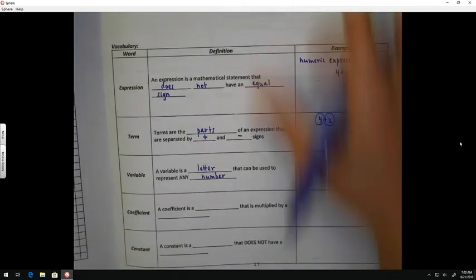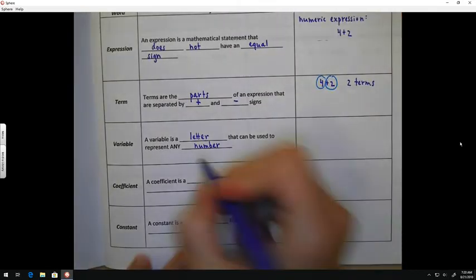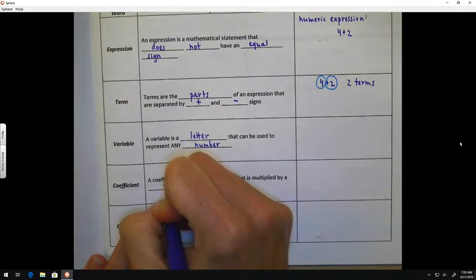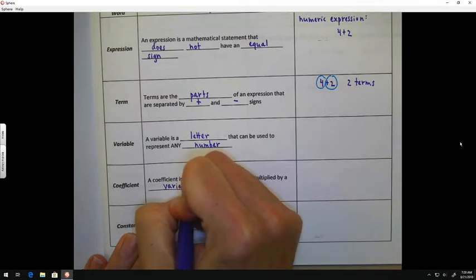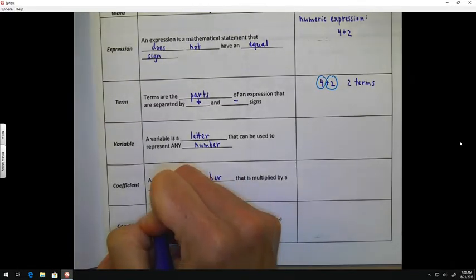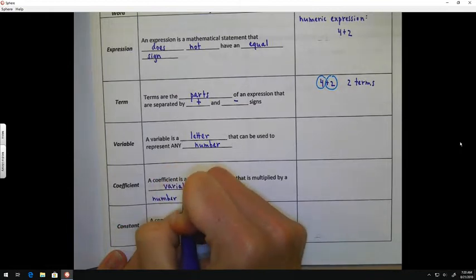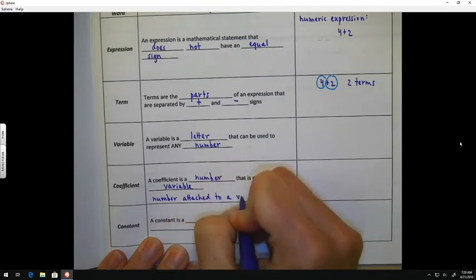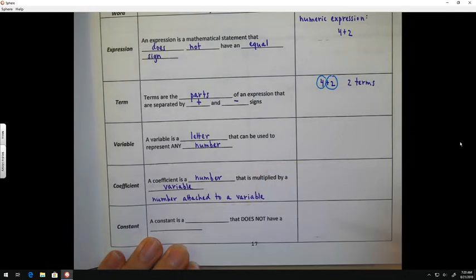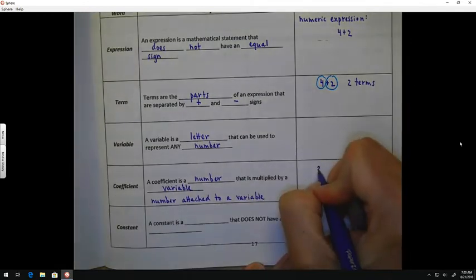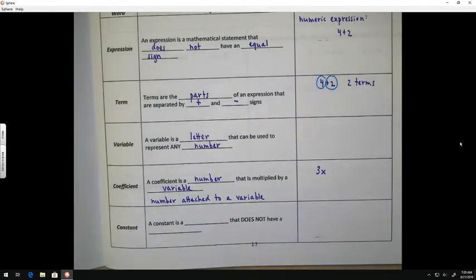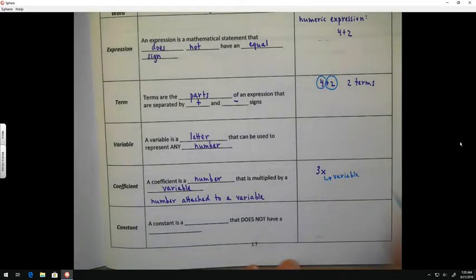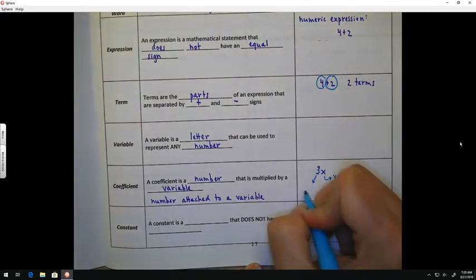Okay, next is a coefficient. So a coefficient is a number that is multiplied by a variable. I also like to think of it as a number that's attached to a variable. So for example, I might see something like 3x. We know that the x is our variable. That's our letter that's used to represent some number. The number right in front of that is our coefficient.